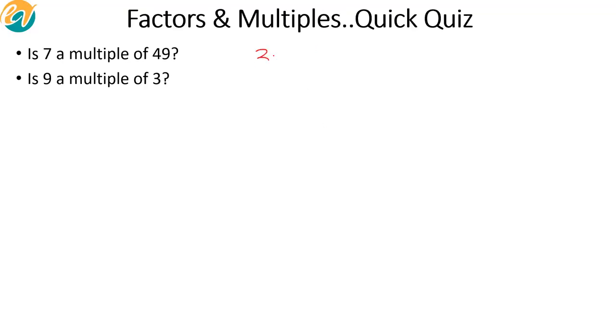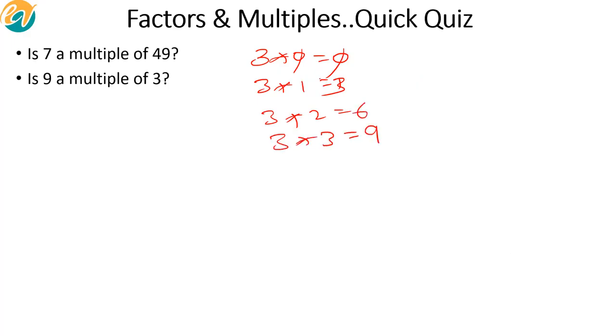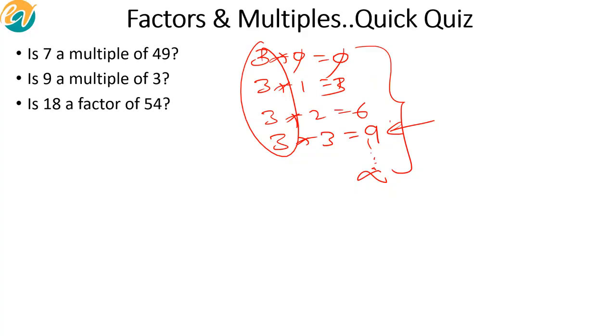How do we know that? 3 into 0 is equal to 0. 3 into 1 is equal to 3. 3 into 2 is equal to 6. 3 into 3 is equal to 9. So this basically is, and so on till infinity, the entire multiple list of the number 3, and 9 appears in that list of multiples. So 9 is definitely a multiple of 3.